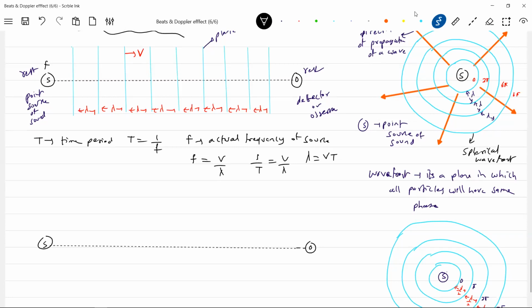The source will be at rest. It will generate sound signals of this frequency. This is the source. The observer will start moving. Tell me, will anything happen to the distance between dusters, whether you are at rest or in motion?